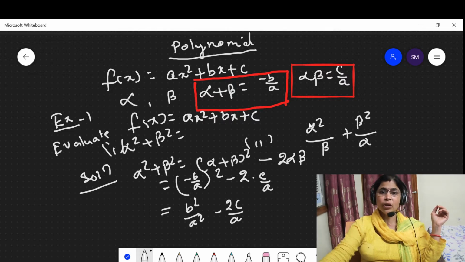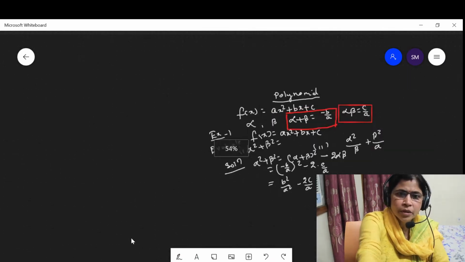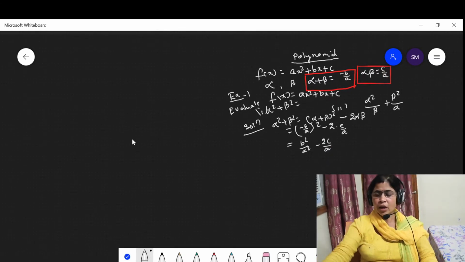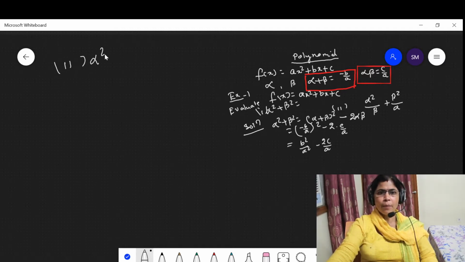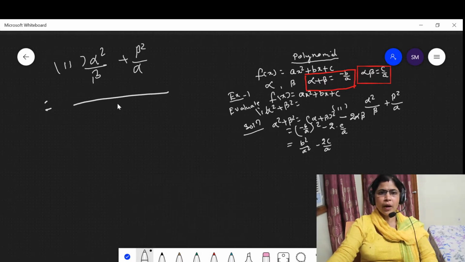Now let us evaluate alpha square upon beta plus beta square upon alpha. Keep this here and solve this. If I use the next page, it will be difficult for you to recall the question. Now let us evaluate the value of alpha square upon beta plus beta square upon alpha. How can we find its value? Take the LCM, which will be alpha into beta. Then this is alpha cube plus beta cube.